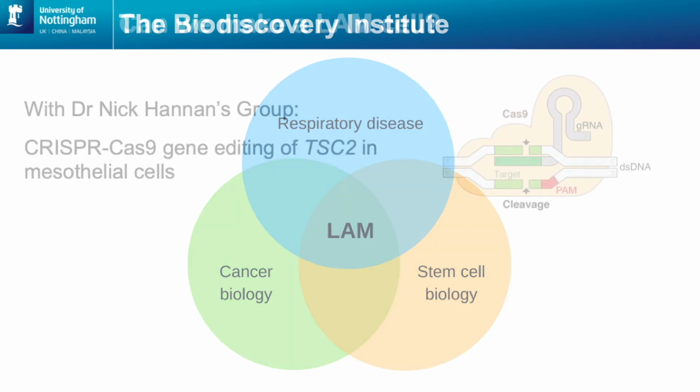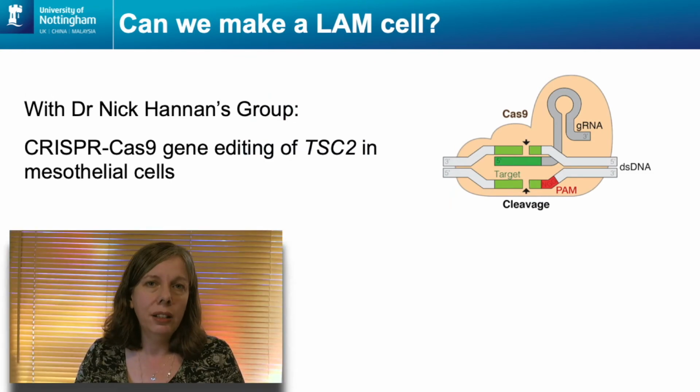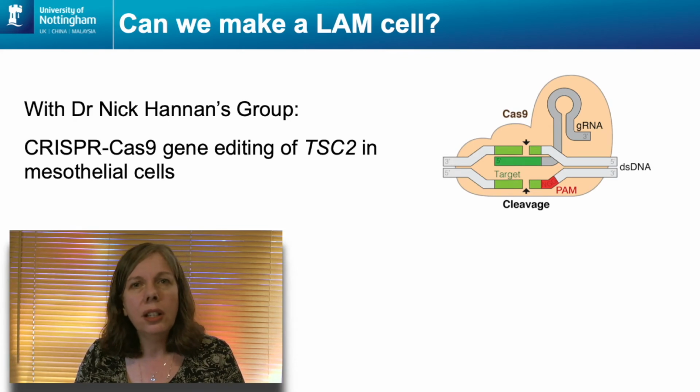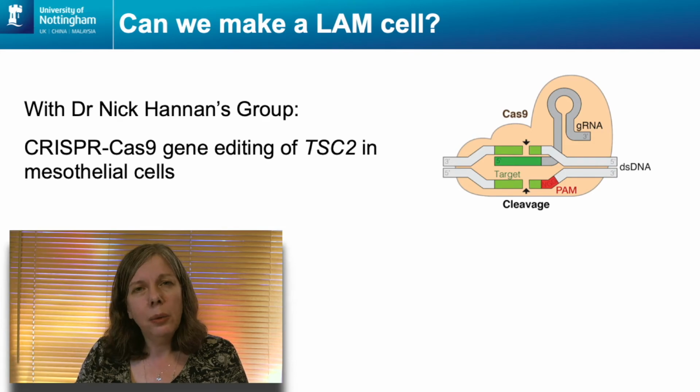And our first collaboration is with Dr. Nick Hannon, who's in the Division of Cancer and Stem Cells. And he's going to work with us to use a technique called CRISPR-Cas9 to delete TSC2 from mesothelial cells. And what we want to know is, if we do this, do mesothelial cells turn into something that's very much like a LAM cell? So by this time next year, we might have been able to build a new model for our LAM studies.